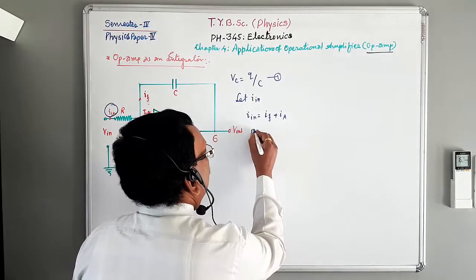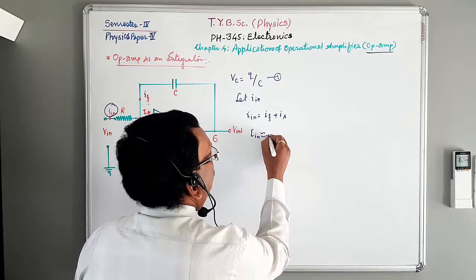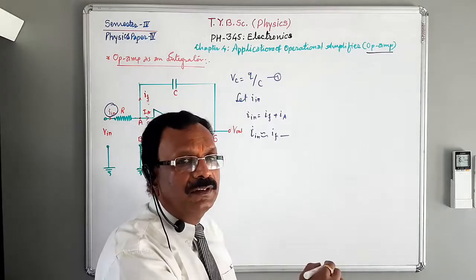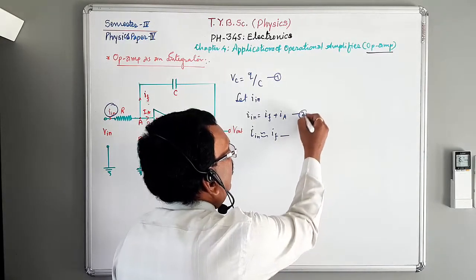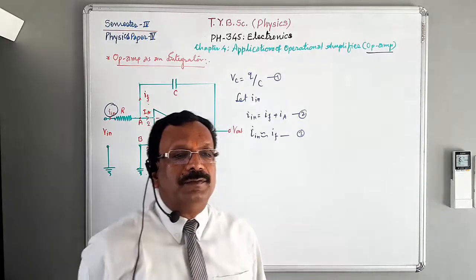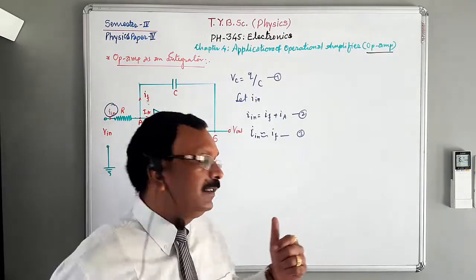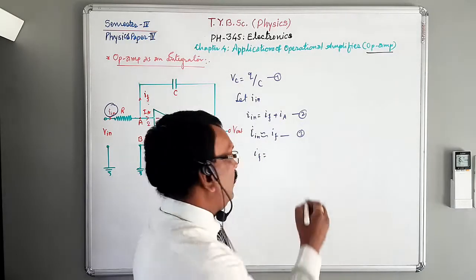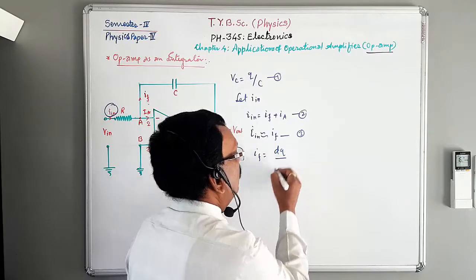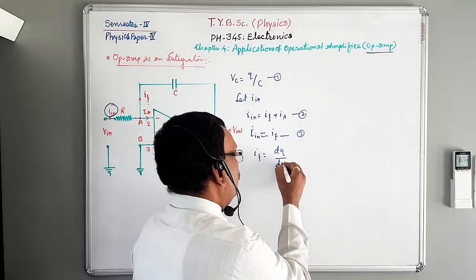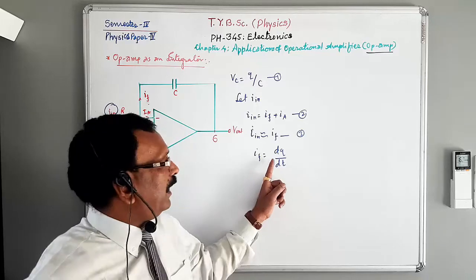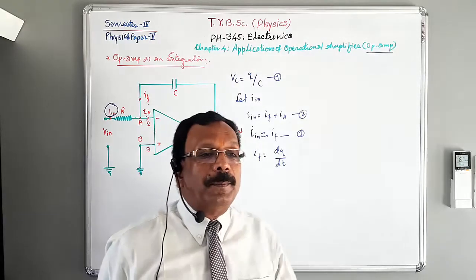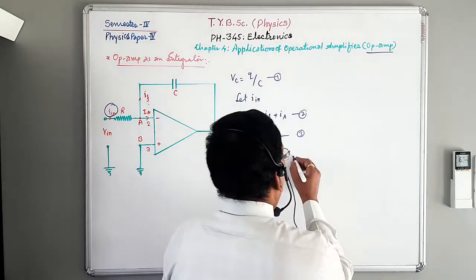So I in is approximately equal to IF. Suppose this is equation 2 and 3. Okay. Now we can write IF as the rate of change of charge, that is current. IF is nothing but the rate of change of charge, that is dq by dt. Suppose this is equation 4.